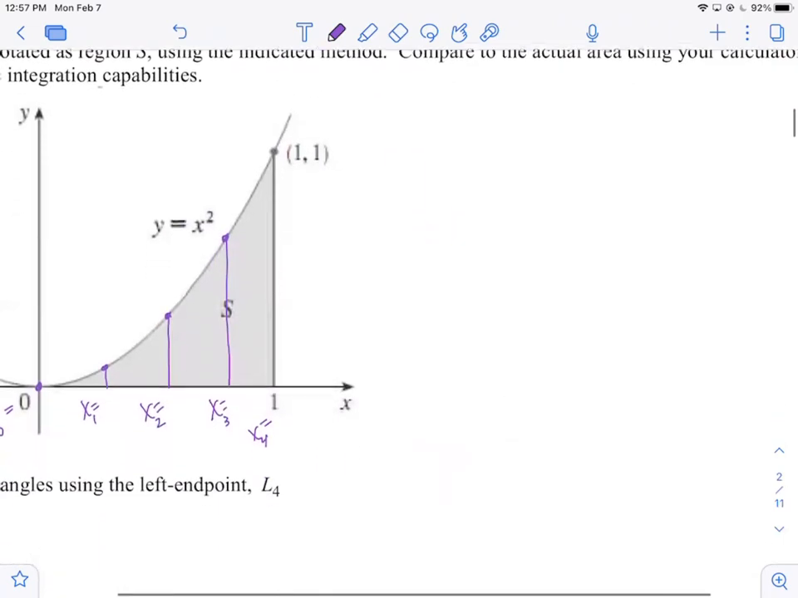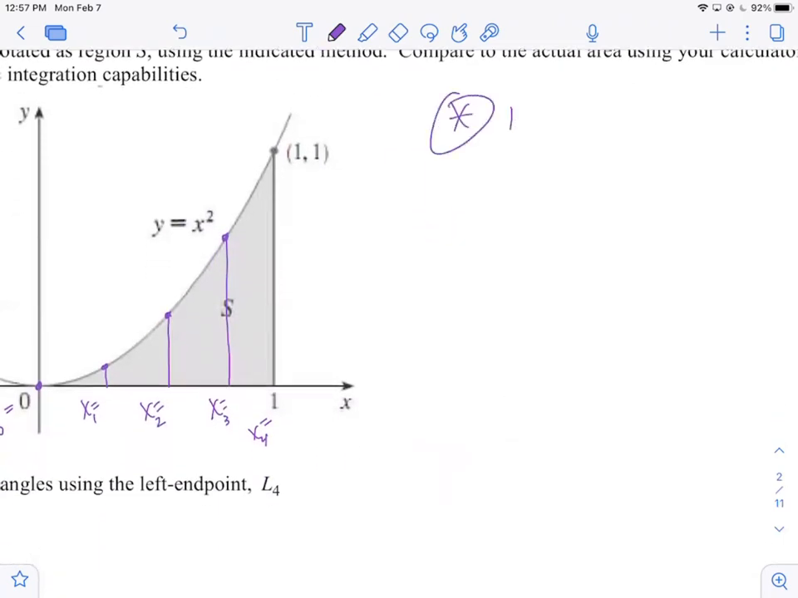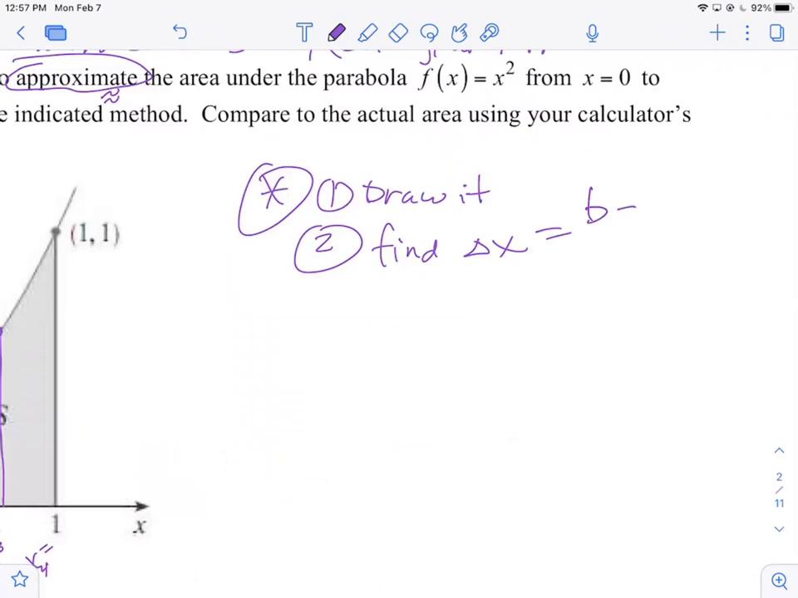So really the first thing you do after you draw it, number 1, you're going to draw it. Number 2, you need to find delta x. Okay, that's the width of each interval. So here's the formula for delta x. It's b minus a over n, where b is your right endpoint and a is your left endpoint, and n is the number of subintervals, partitions that you're using. So for us, we're going from 0 to 1, so that's 1 minus 0 over 4. And it will always specify how many partitions to use when it's like this. It'll tell you.